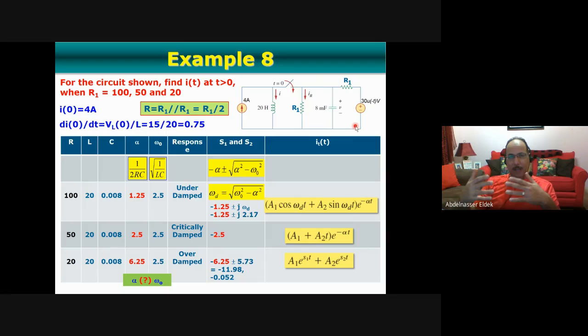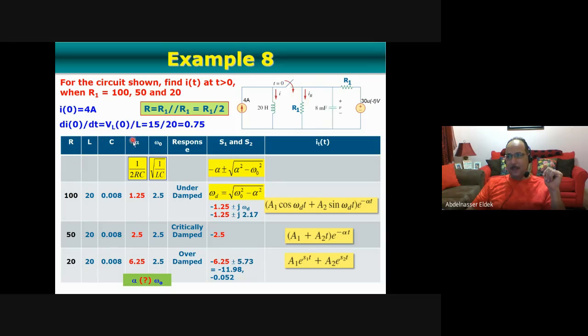The equations that we have are for RLC, not 2R. But here the 2 resistors are in parallel, so you can combine them. You can combine this R1 and R2 as if they were only one resistor. So the total R equals R1 parallel with R1. Since they are equal, it will be just half of the resistor. So if R1 is 100, then R equals 50. If R1 is 50, R equals 25. If R1 is 20, R equals 10, and so on.